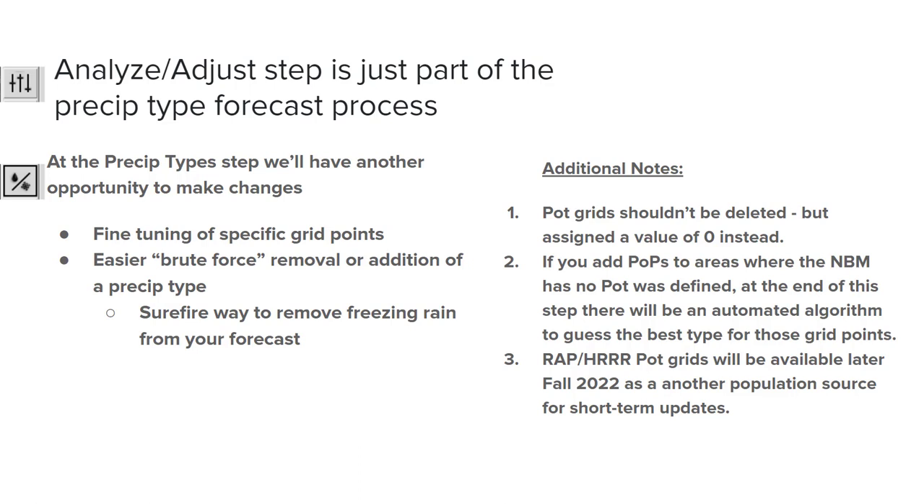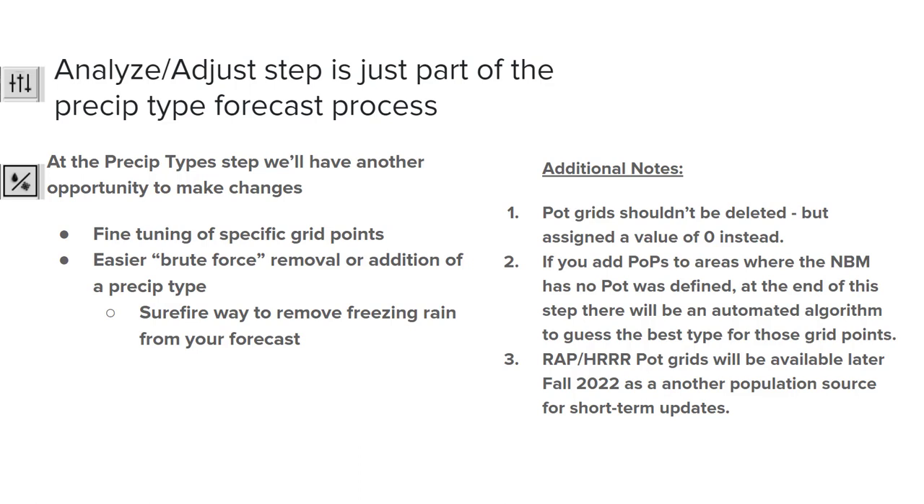This is to prevent interpolation of POT grids after this step concludes, which can result in some weird looking forecasts. If you add PoPs to an area of the grid where the NBM had no precip type defined, or all the POT grids were 0, at the end of this step there will be an automated algorithm to guess the best precipitation type for those grid points. This all occurs behind the scenes, and it may not even be something you notice.